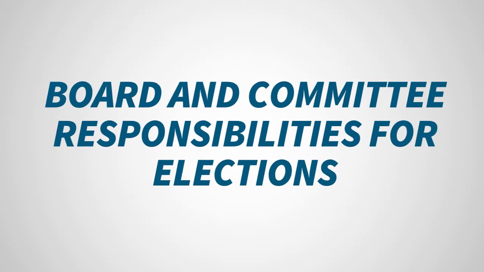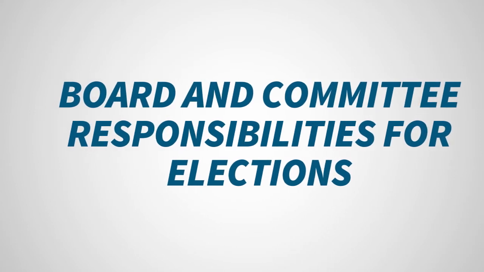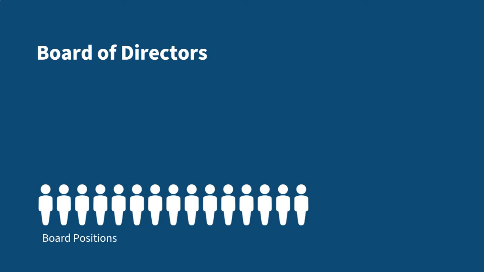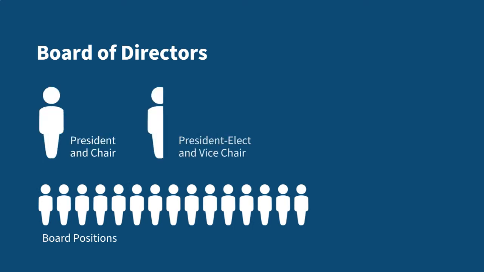So, who is responsible for SOA elections? Well, there's a few groups involved, and it starts with the board of directors. The board comprises 15 members, and then 3 presidential positions: the president and chair, the president-elect and vice chair, and the past president. It should be noted that in October of 2021, the board approved title changes to help clarify the president's role, that it's also a chair of the board meeting.